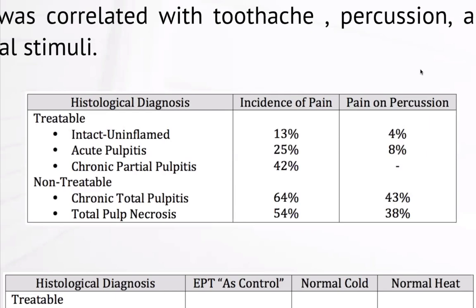And you can tell in the irreversible cases, incidence of pain in chronic total pulpitis is 64. Total pulp necrosis is 54. So we're missing a lot of data. We don't know why these cases are not complaining of any pain. On the other hand, intact, uninflamed teeth, 13% exhibited an incidence of pain. So that is even more confusing.